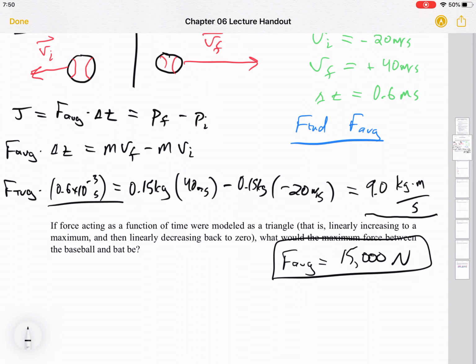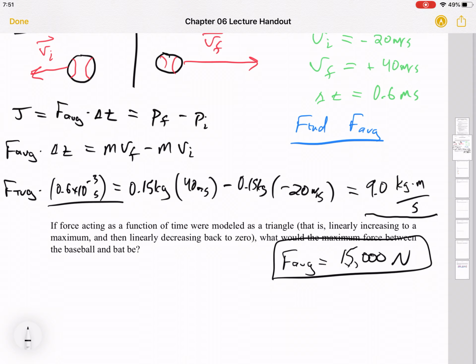That's a very large force, but it's acting for a fraction of a second. And we'll see that's pretty typical for these kinds of problems. So we're talking about large forces that act for very small amounts of time.